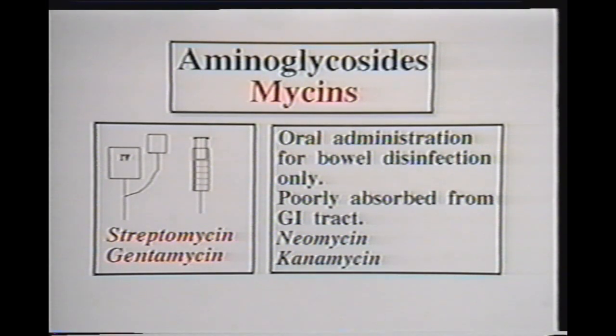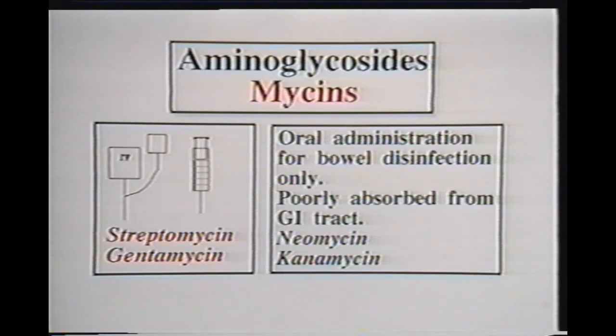Now let's start looking at the specific categories. We want to talk about aminoglycosides. These essentially are the mycins except for erythromycin. So these are streptomycin, gentamicin, kanamycin, etc. But essentially the mycins except for erythromycin. These are given IV or IM if the client has a systemic infection. They're only given orally to treat for bowel disinfection, because they are not systemically absorbed. They're not absorbed from the GI tract when you give them by mouth.